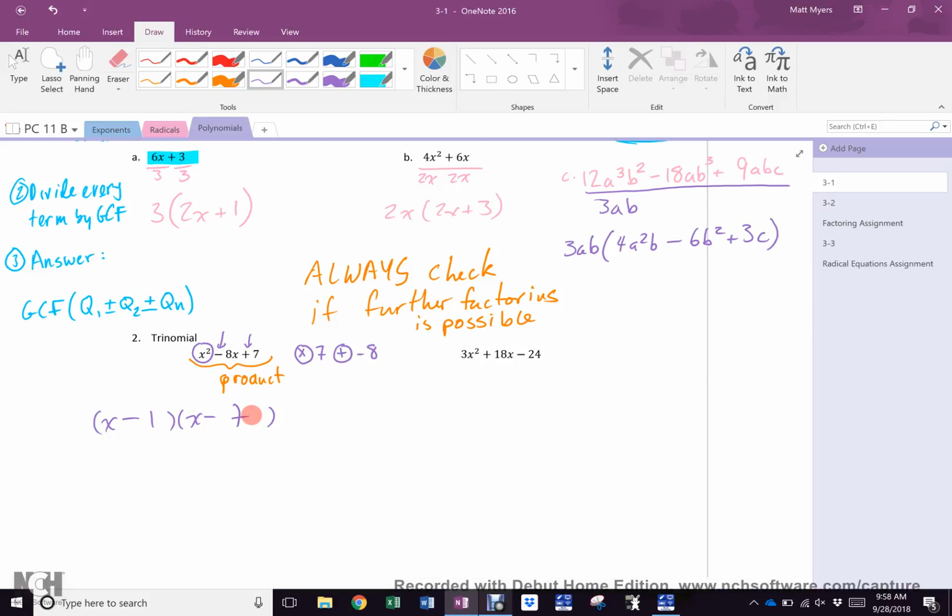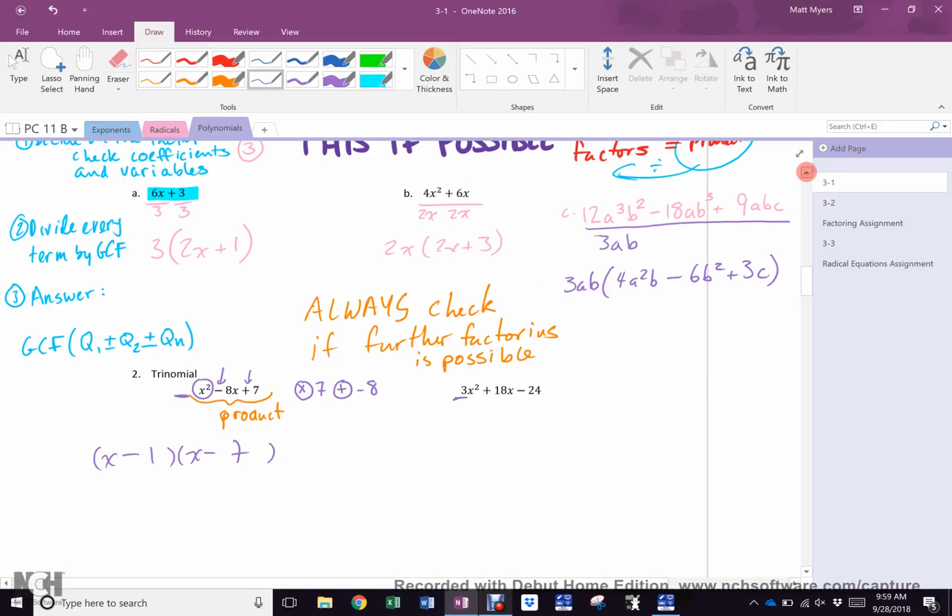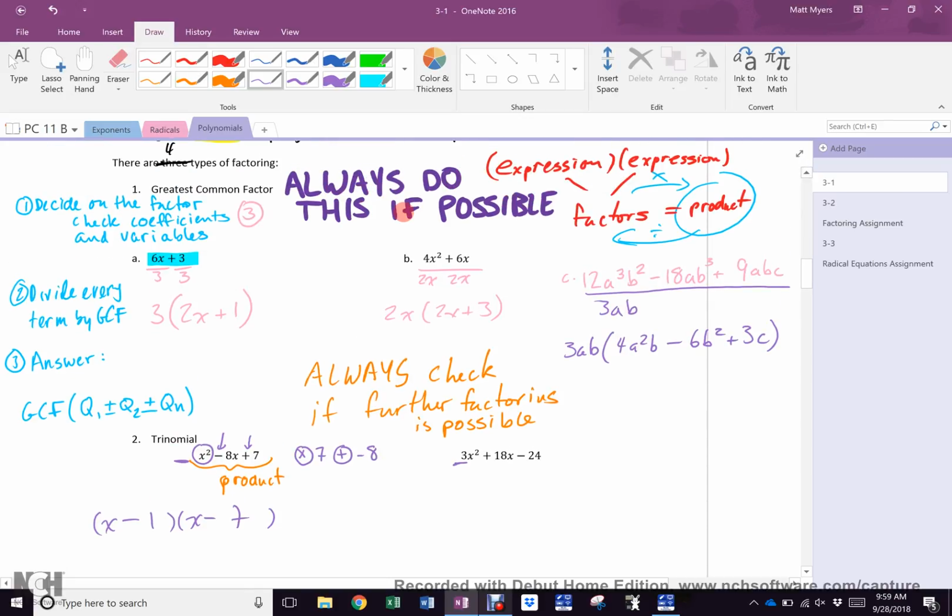Everybody cool? Now, look at the second example there. What's different about it? Negative and positive? Nope. There's a 3 in front of it. There was no 3 here, yes? I don't like that 3. So how do I get rid of it? I do the same thing that I'm supposed to do every chance I have. I do GCF if possible.